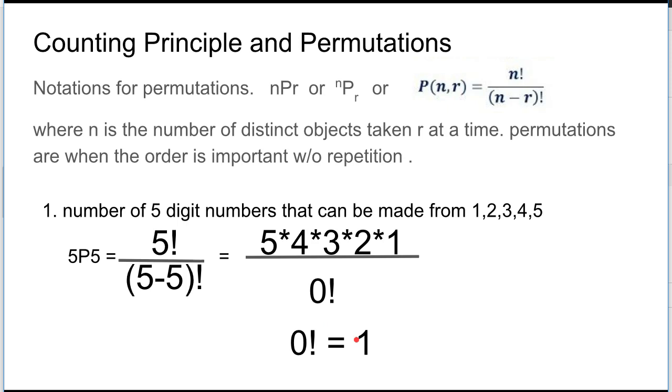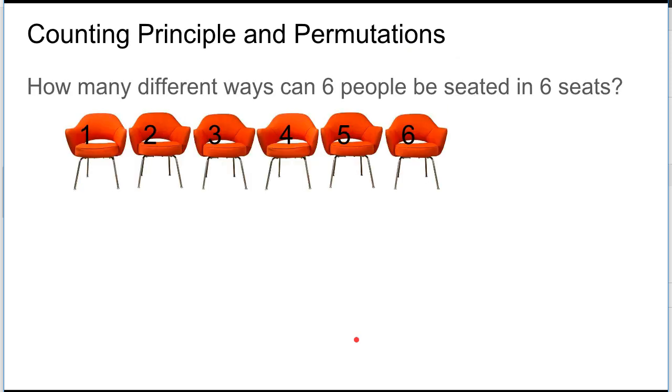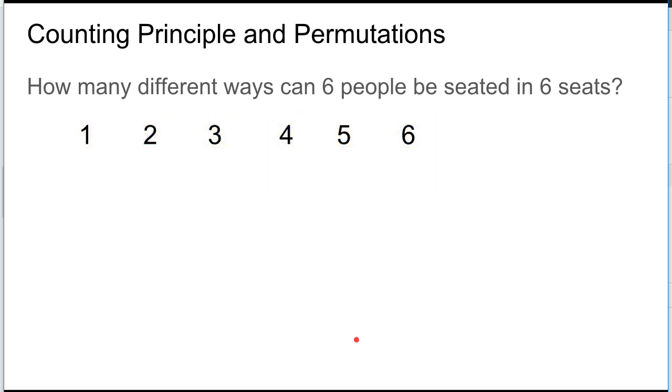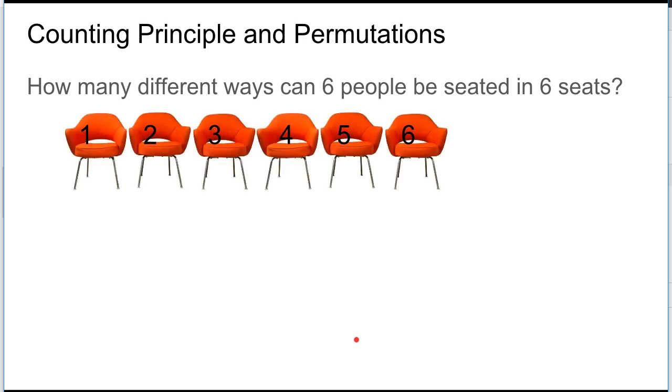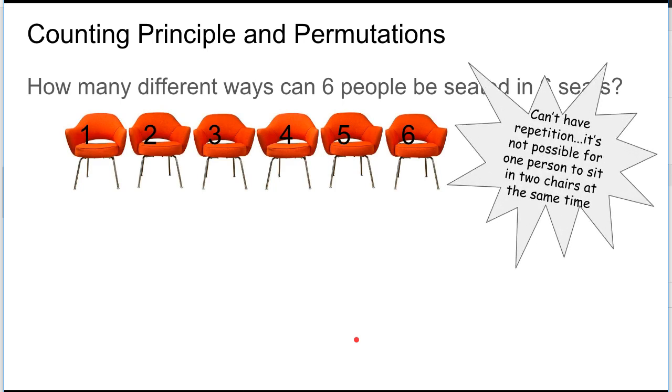So if you're asked to arrange a number of objects and you're going to arrange all of them, the easiest way to do it is to just do the number factorial. So let's take a look at this. How many different ways can 6 people be seated in 6 seats? All right. So in this situation, we've got 6 different seats. And basically what we're thinking about is how they can be arranged. And it's really similar to the number problem. But the difference is that if I've got 6 people sitting in seats, it's impossible to have any repetition because a person can only sit in 1 seat at a time. There's no way one person can occupy more than 1 seat.